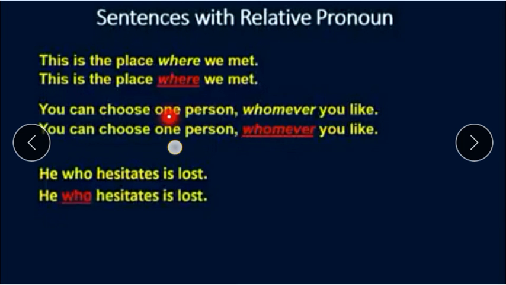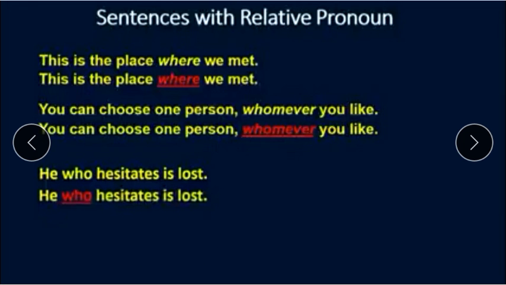You can choose one person whomever you like. So here, you can choose one person. We have already talked about one person in the sentence and joined the second sentence with the word whomever, and the second sentence is you like. He who hesitates is lost. So he, about whom we have already talked, and who joins the sentence with hesitates is lost.